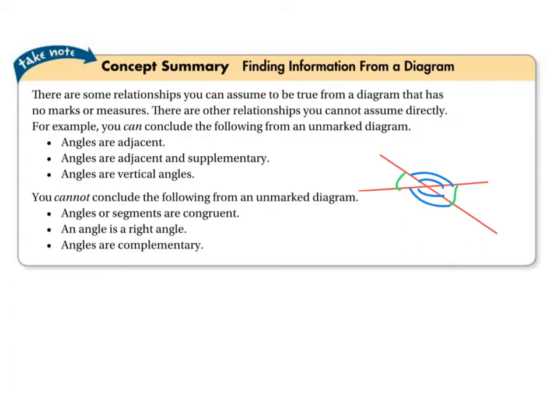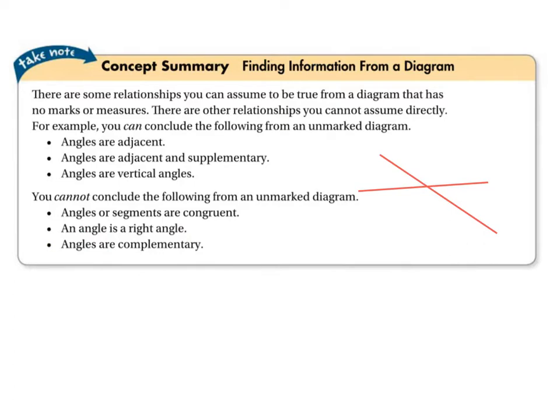What can't we assume to be true? Well, we can't assume that angles or segments are congruent. We can't visually look at them and say they look like they're the same, so therefore we're going to assume that they're the same measure. Got it? We can't assume that an angle, like I said, is a right angle. We need to see the mark on it. And we can't assume that angles are complementary.